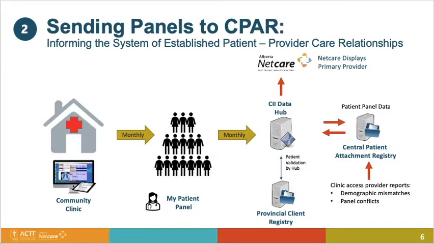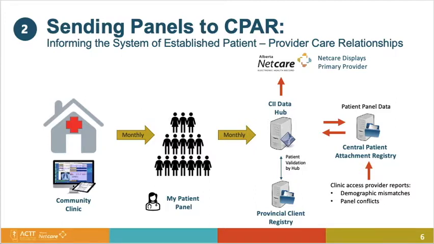The second type of information is panels. Once a primary provider in a community clinic signs up and is set up, once a month a list of their paneled patients are automatically sent through the CII Data Hub to CPAR. Patient identities are validated, and now the CII Data Hub can communicate to the system which patient has an established care relationship with which primary provider. This also informs Alberta Netcare.